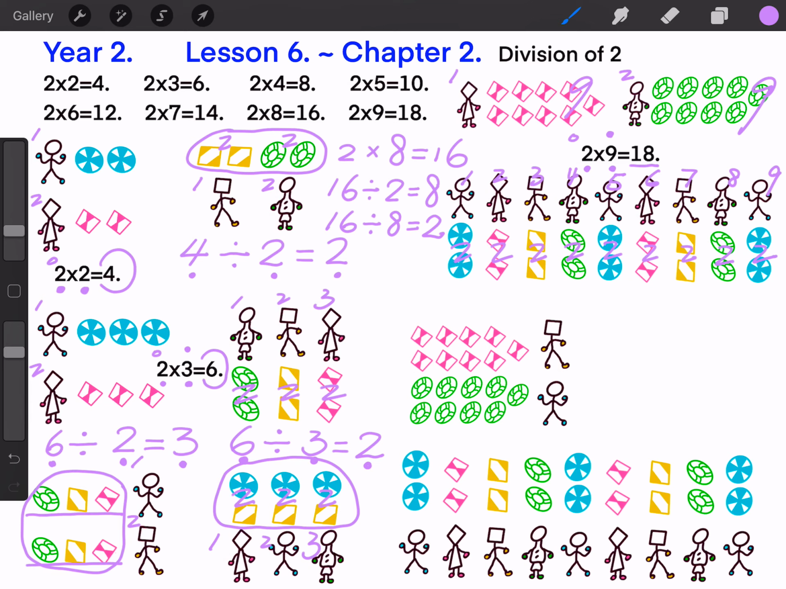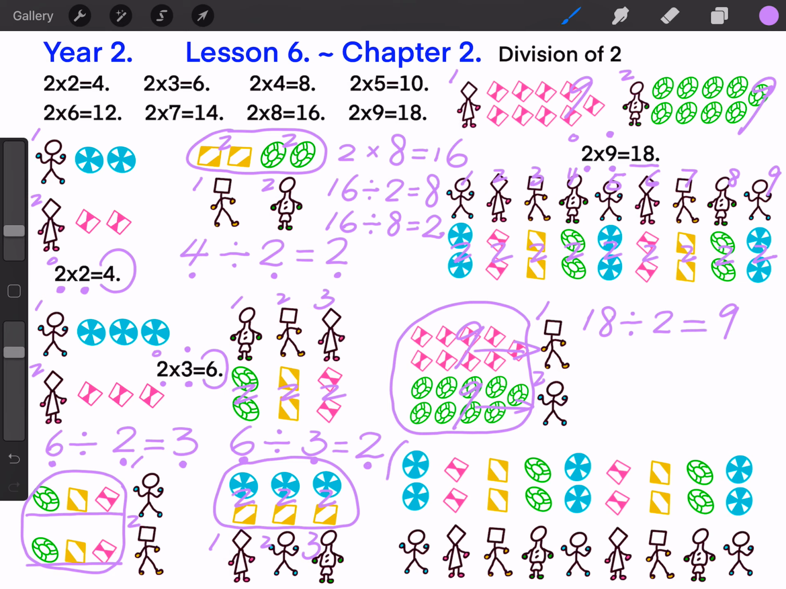Alright, so reversely, we have 18 candies. If we want to distribute them between 2 kids, each kid gets 9 candies. That's 18 divided by 2 equals 9.